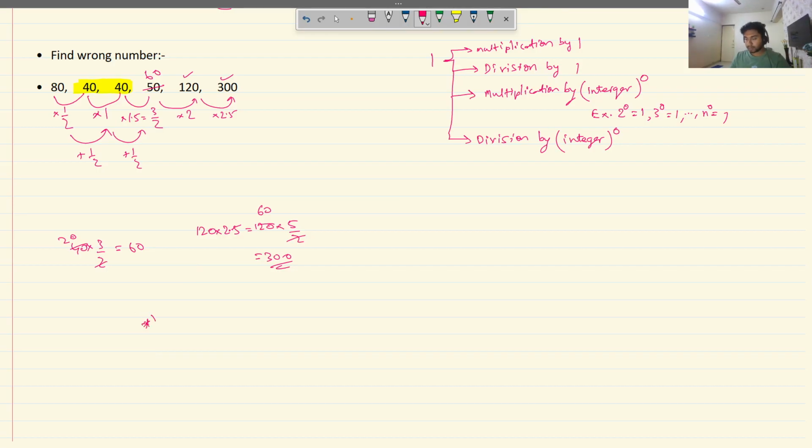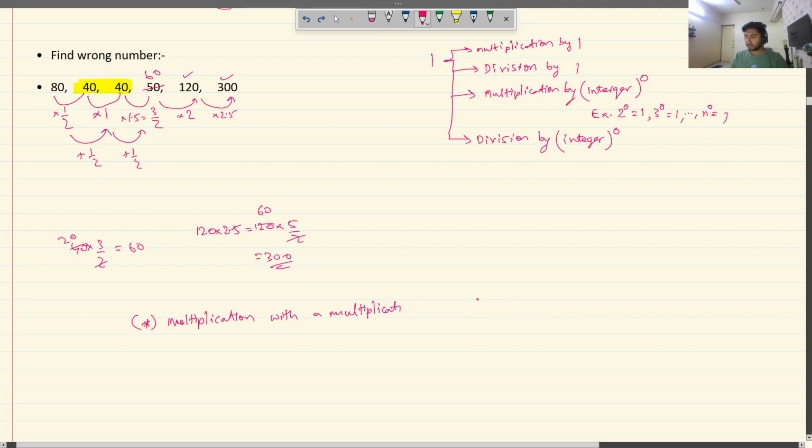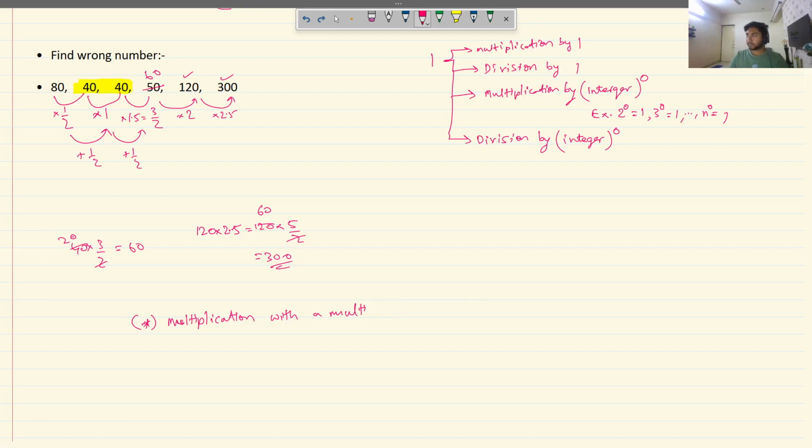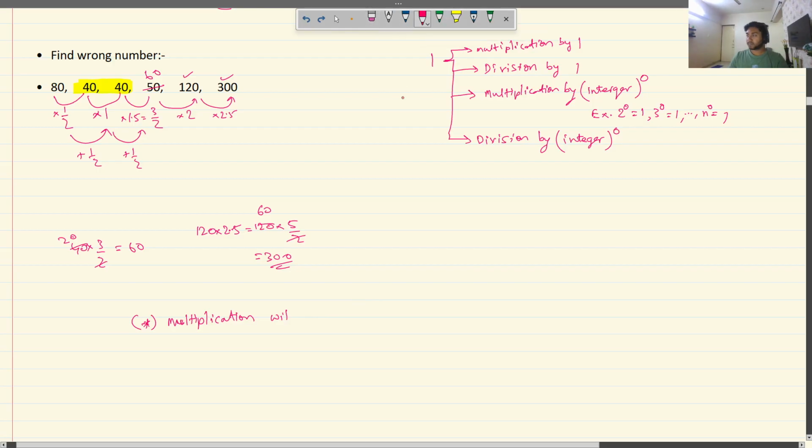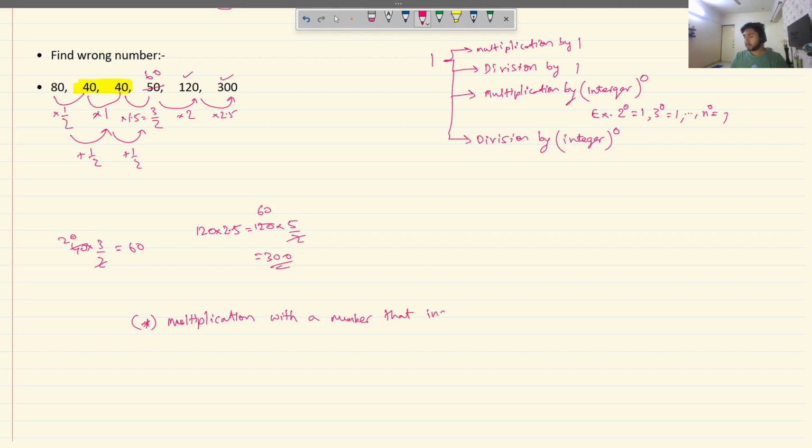So here the logic was multiplication with a multiplication factor that keeps increasing, multiplication with a factor that increases by half.